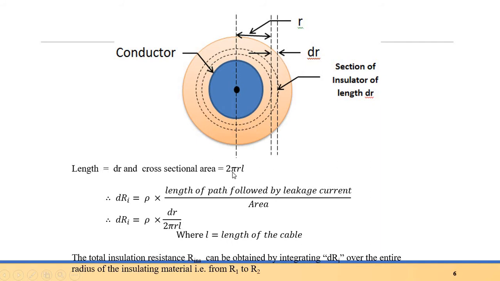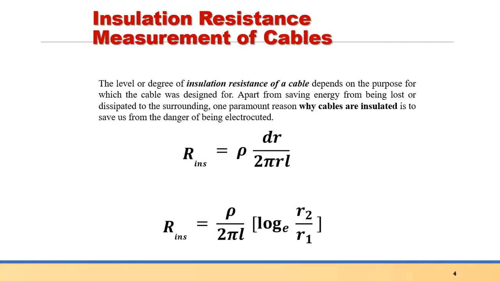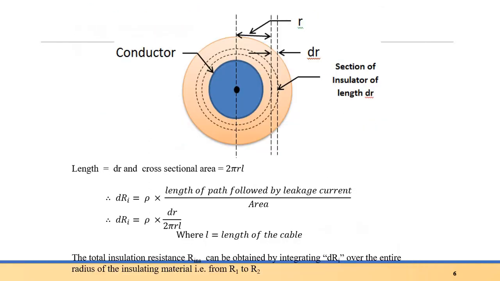So 2 pi r is the circumference, r is the radius, multiplied by l. That is the cross-sectional area. Now dRi is rho into the length of the path followed by the leakage current divided by the area. This equation comes from the previous equation, R is equal to rho L upon A.